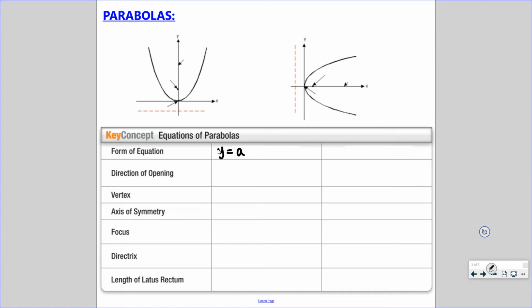If it's a large number, do you guys remember what transformation that means? Skinny. Makes it skinny, vertical stretch. Good. If it's a small number, like 1/5, vertical shrink, and it makes it wider. Remember all that stuff we talked about?